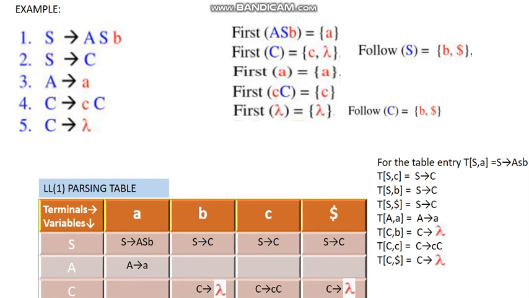If this is the case, make an entry into the parsing table with production number 5 corresponding to the cells C comma small letter b and C comma dollar. Thus we have completed constructing the parsing table.